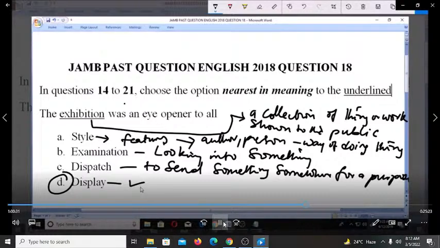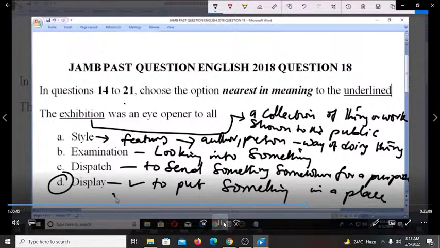Now, what is display? Display means to put something in a place where people can see it. You can see that where people can see it. So you can see that it's the same thing as showing something to the public. That makes option D the right answer. Display is very close to exhibition, and that's what is the answer. Thank you.